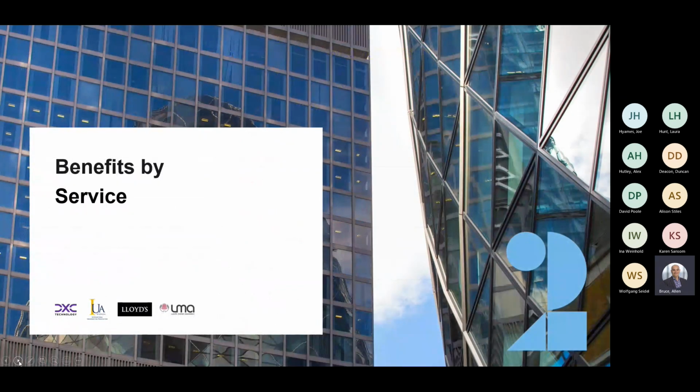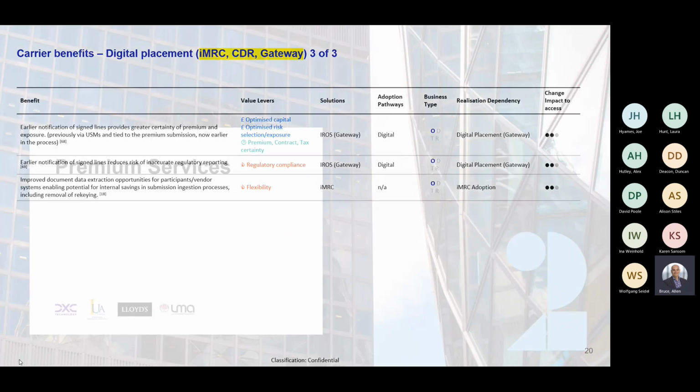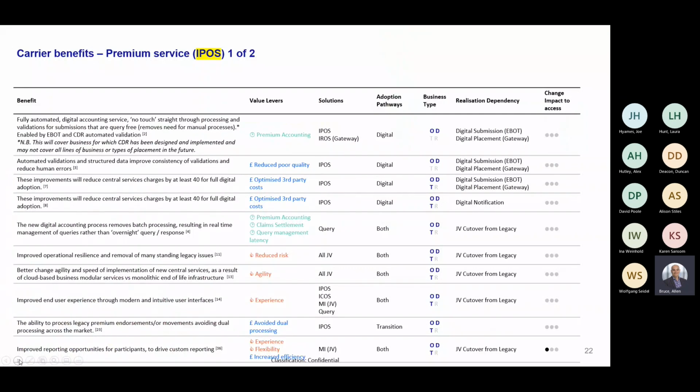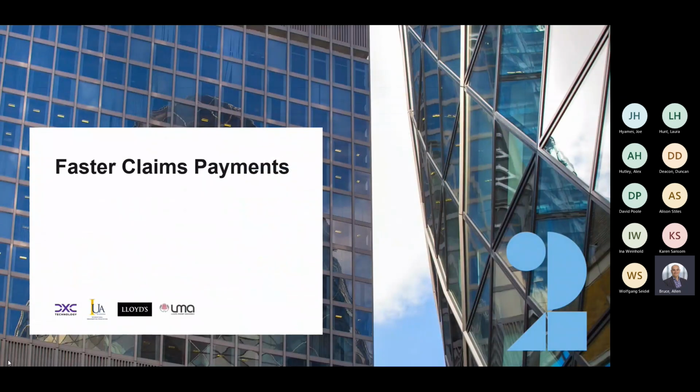Then we look at the benefits by service. Just as an example, if you look at the digital gateway, it gives you the list of the benefits, where we think those levers are, which solution provides them, whether it's the digital end state pathway or the transitional pathway that delivers them, what type of business they're applicable for, and any dependencies to realize those benefits. And again, there's this handy bit around how complex we think that change might be. So these slides go through digital placement. They also cover the premium services: IPOS, another one for ICOS, and finally faster claims payment, but that's not of so much interest to you guys.